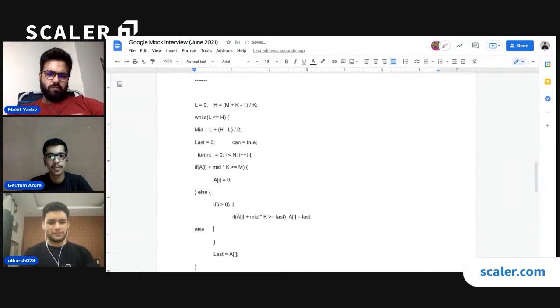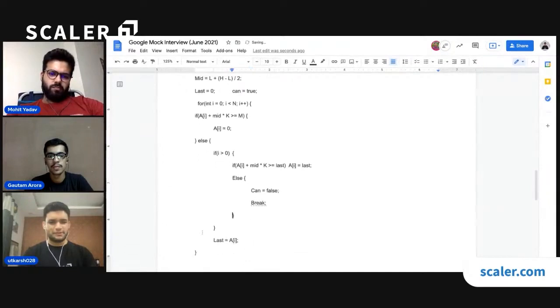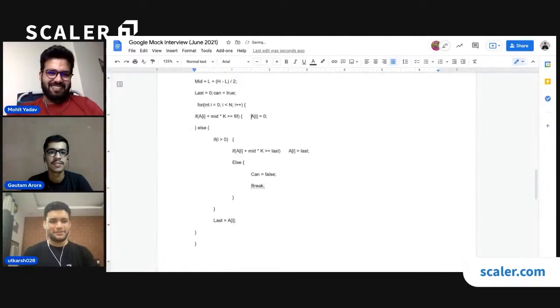Otherwise, we can say we cannot do it and can will become false, and we break out of this. And once this else condition is complete, we can complete the for condition. There's an if condition. If it is true, we'll go there.